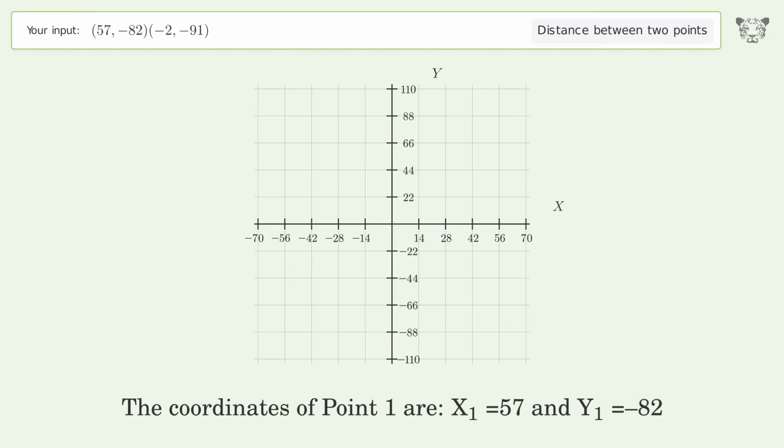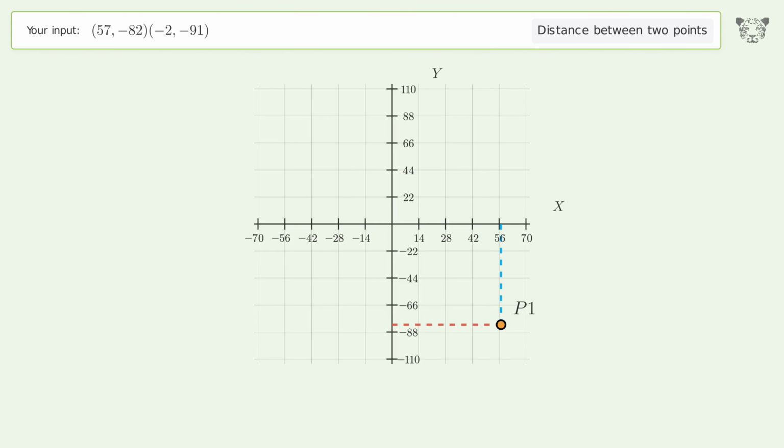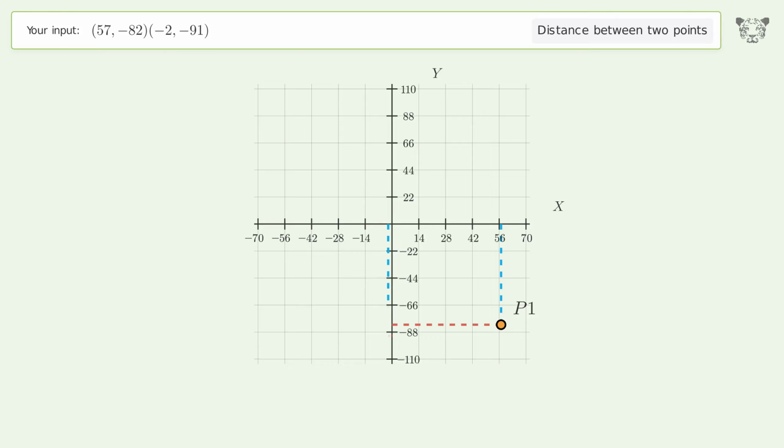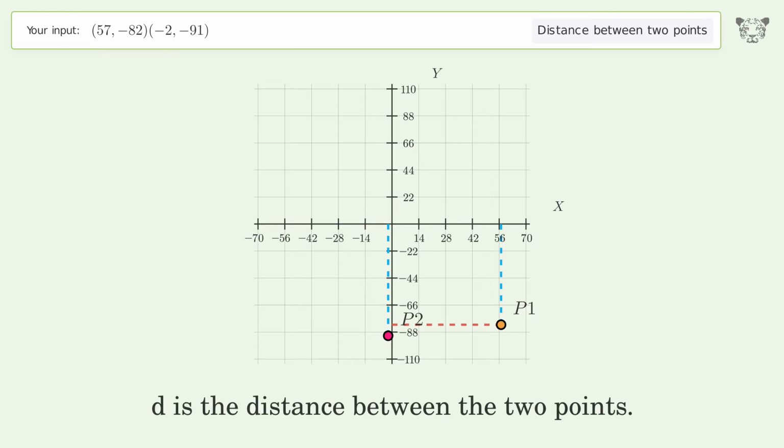The coordinates of point 1 are x1 equals 57 and y1 equals negative 82. The coordinates of point 2 are x2 equals negative 2 and y2 equals negative 91. D is the distance between the 2 points.